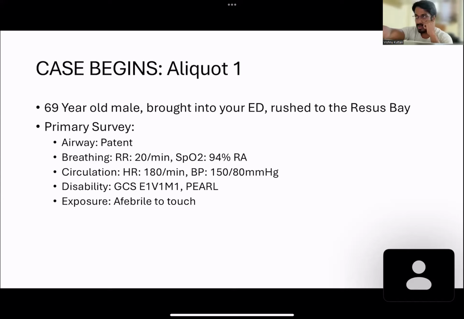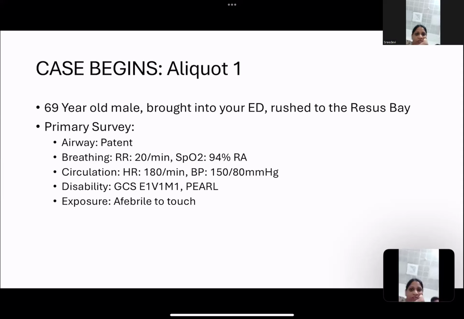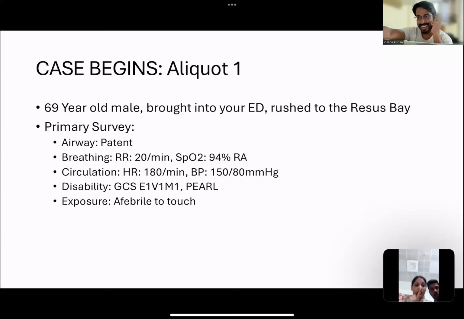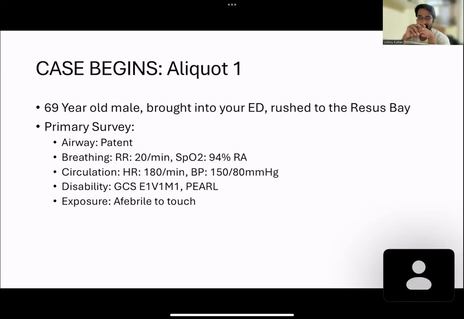You do a rough check of the pupils, and you find that the pupils are equal and reactive to light. Finally, I just touched the patient briefly, and the patient was at least febrile to touch at that point of time.